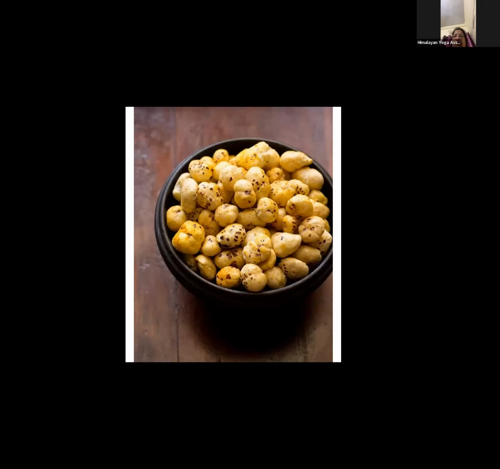I don't know what that is. Okay, but we get it from lotus. Yes, I remember. It is called lotus seed. Popped lotus seed. Yes, we get it from the lotus flower. Okay, this is popped lotus seed.